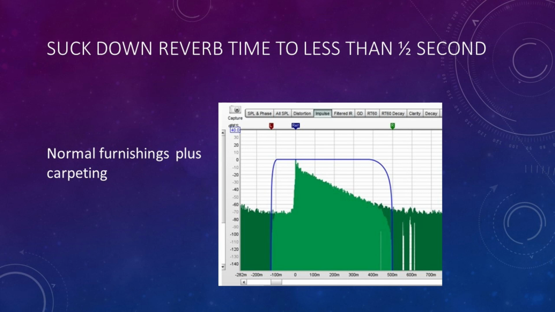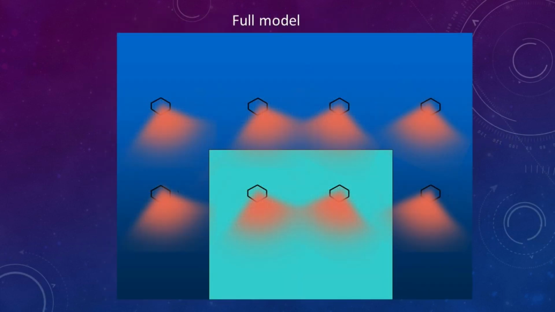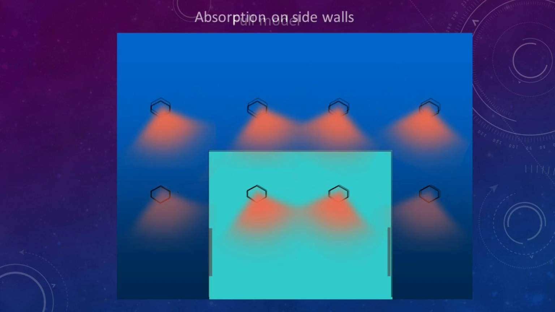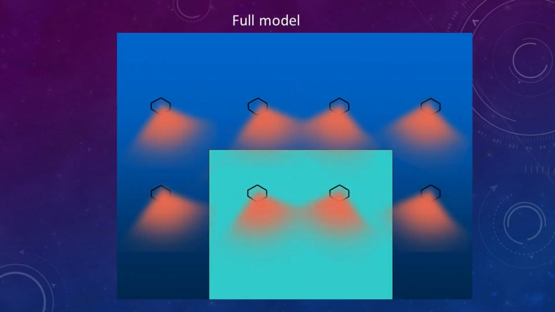Some absorption is justified to suck the reverb time down to under a half a second using normal furnishings and carpeting, plus some wall treatment. The first sidewall reflection should be absorbed to keep the center image stabilized as we go off-center in the seating. Some diffusion is justified to diminish the signature of the size and shape of the actual room.